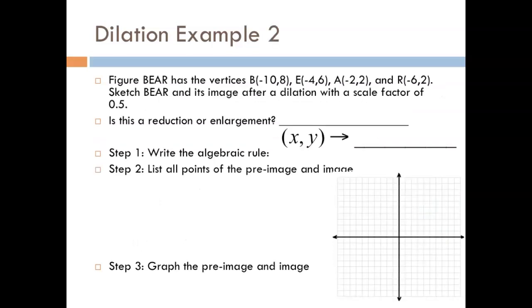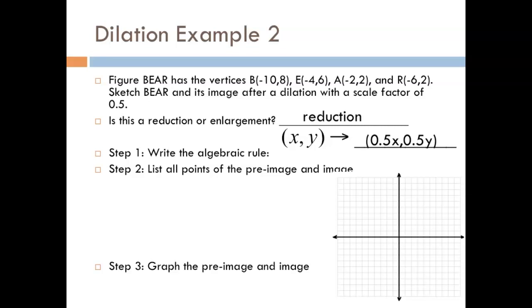Figure BEAR has the vertices (-10, 8), (-4, 6), (-2, 2), and (-6, 2). Sketch BEAR and its image after a dilation with a scale factor of 0.5. Now, because 0.5 is smaller than 1, we know that this is going to be a reduction. This is going to get smaller. And our algebraic rule is going to be 0.5 times x and 0.5 times y.